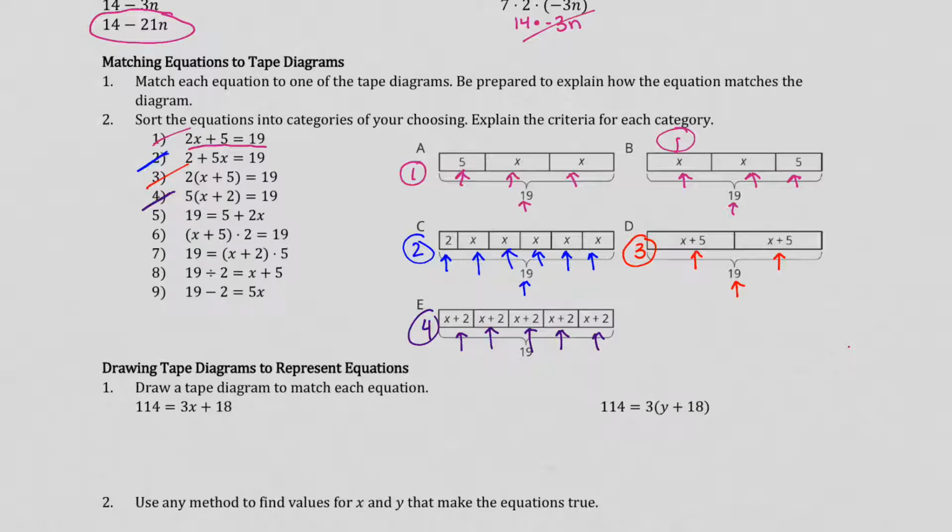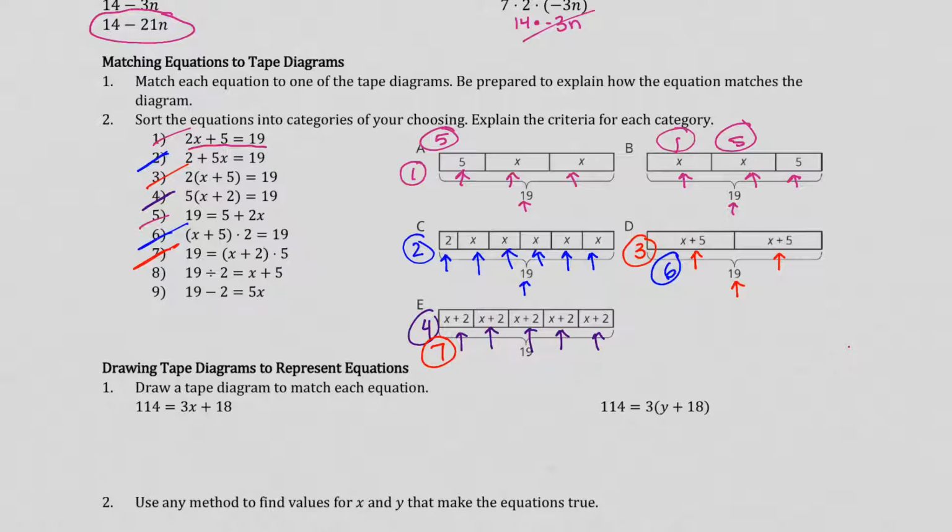Okay, number 5, 19 equals 5 plus 2x. Well, there's 2 x's and a 5, and it should equal 19. So that's the same as A and B again. So let's put 5 on both of those. Then 6, (x plus 5) times 2 equals 19. So 2 groups of x plus 5 still. So 6 can go here next to D. And then number 7, 19 equals (x plus 2) times 5. So 5 groups of x plus 2. So that goes with E.